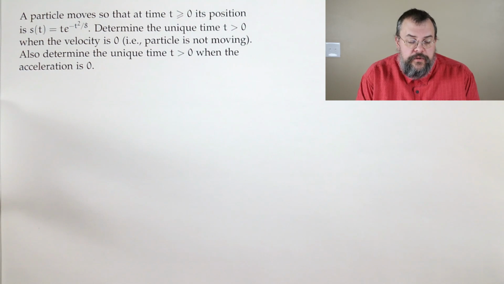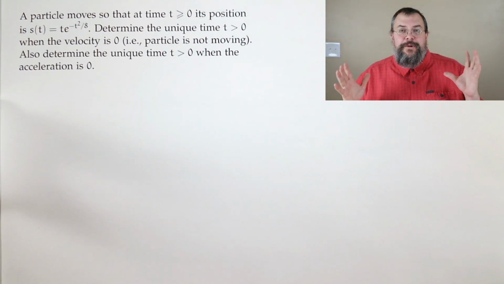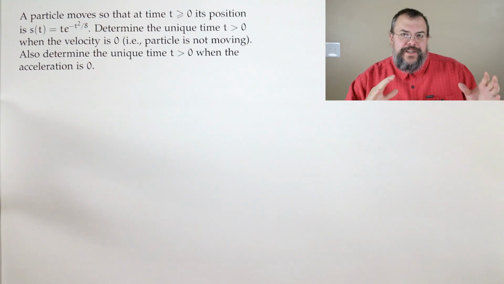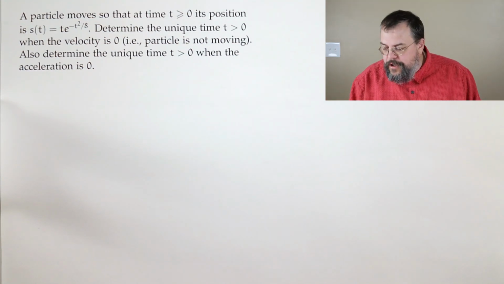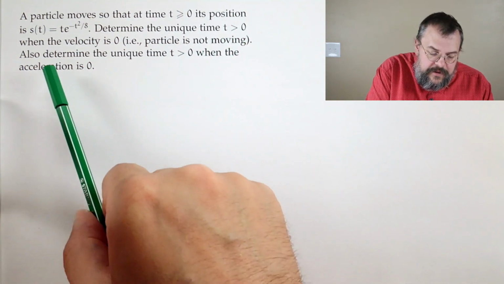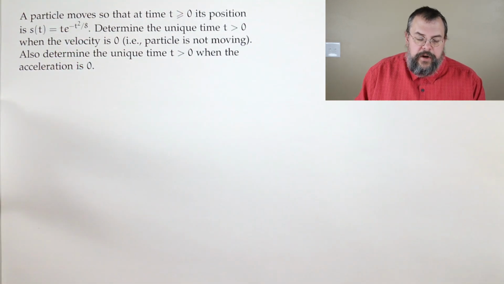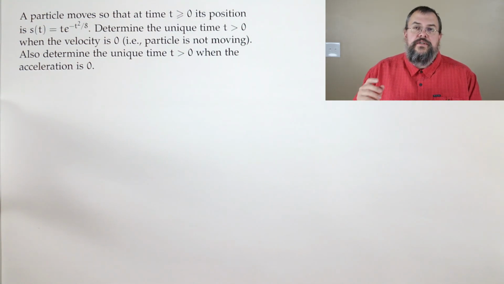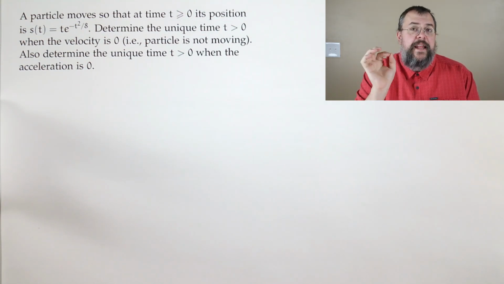A particle moves. So now we have motion. So when we hear that word move, we start thinking, oh, okay, so we have things like derivative for velocity and so forth and so on. So a particle moves so that at time t greater than or equal to 0, its position is given by t e to the minus t squared over 8. So the question: determine the unique time where you have positive time when the velocity is 0. So that just sort of says, the particle is moving around. So the velocity 0 says at that moment it's sort of stalled out.